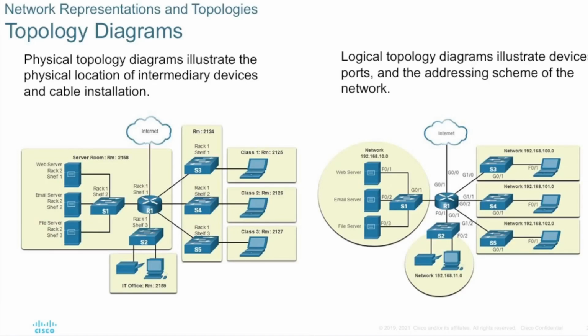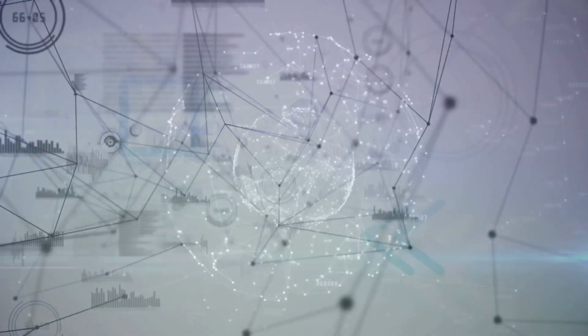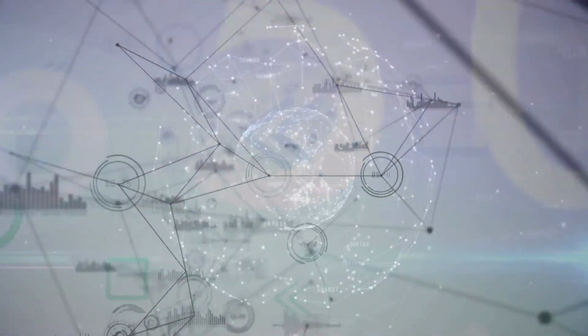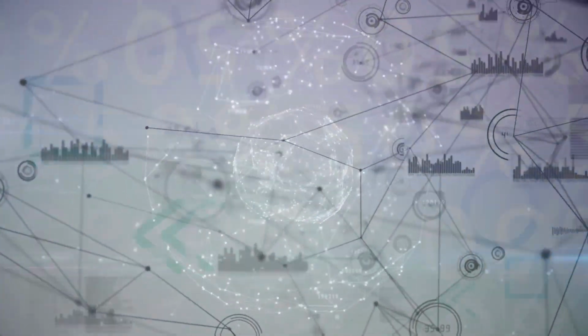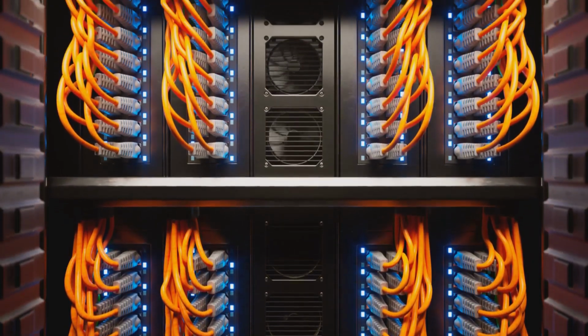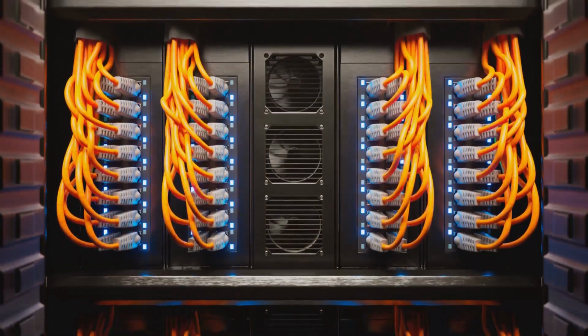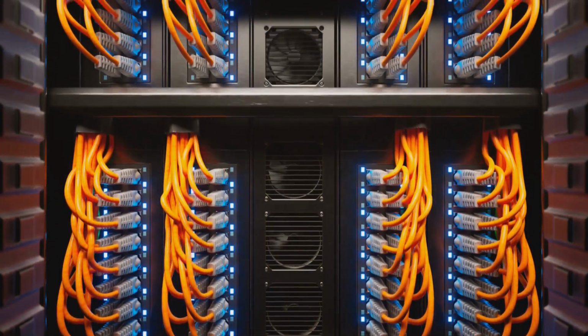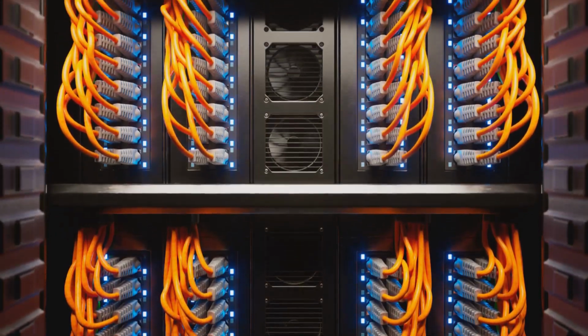A physical topology shows the actual layout, where devices are placed and how they're wired together. Network technicians and installers rely on these diagrams to set up equipment, run cables, and troubleshoot hardware issues. A logical topology shows how data flows across the network, no matter where devices physically sit. Network engineers, architects, and security teams use these to design, manage, and secure the network's communication paths. Both types of diagrams give different views of the same network, and both are important for building and supporting reliable, efficient connections.